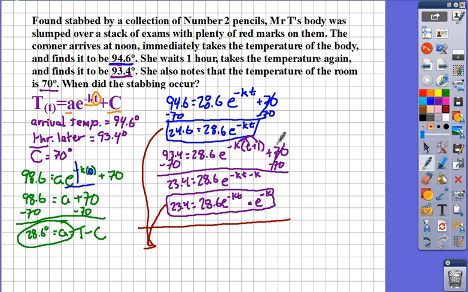So what are we going to get here? We're going to get this side divided by this side. So we're going to get 24.6 divided by 23.4. And that's going to equal this side divided by that side. Well, look at this. 28.6 cancels, doesn't it? Because it divided by itself will cancel.